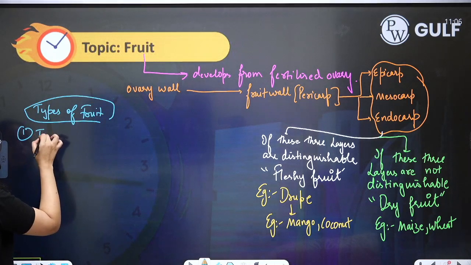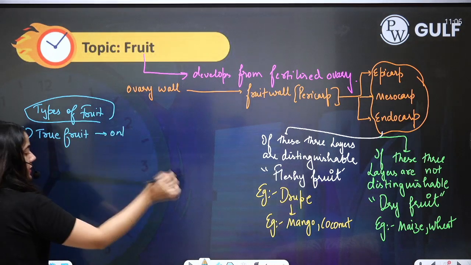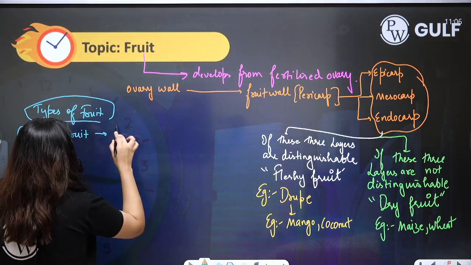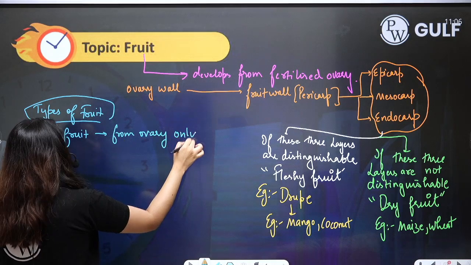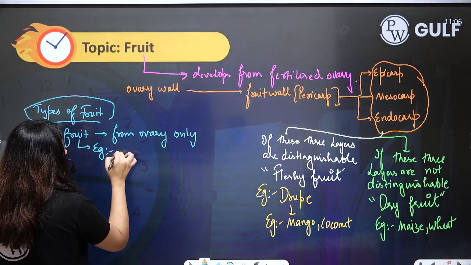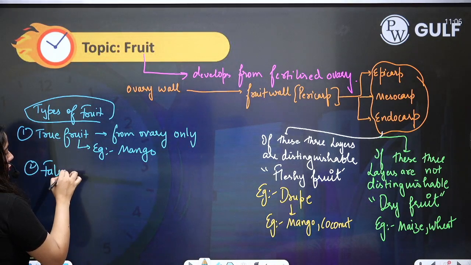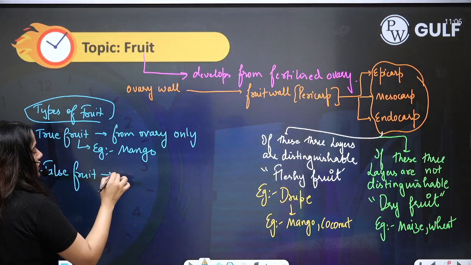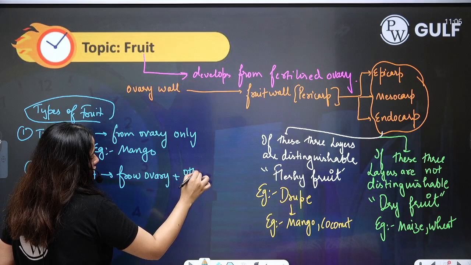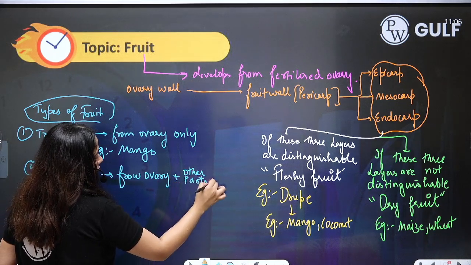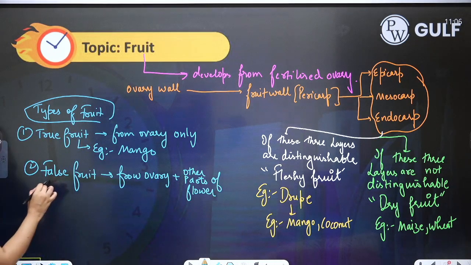Now, another types of fruit, beta. First, true fruit, in which only ovary is involved. It is formed from the ovary only. Example, mango, coconut. Second, false fruit, the fruit which develops from ovary and other parts of the flower as well. Such fruit is known as false fruit.